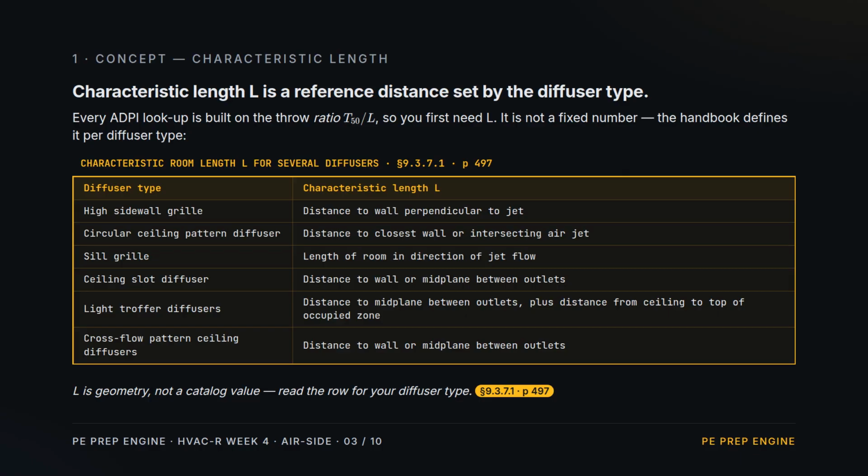First, you need the characteristic length L. It isn't a fixed number. It depends on the diffuser type. A high sidewall grille uses the distance to the wall perpendicular to the jet. A circular ceiling diffuser, the distance to the closest wall or intersecting jet. A sill grille, the room length in the jet direction. Slot, troffer, and crossflow diffusers use distance to a wall or the midplane between outlets.